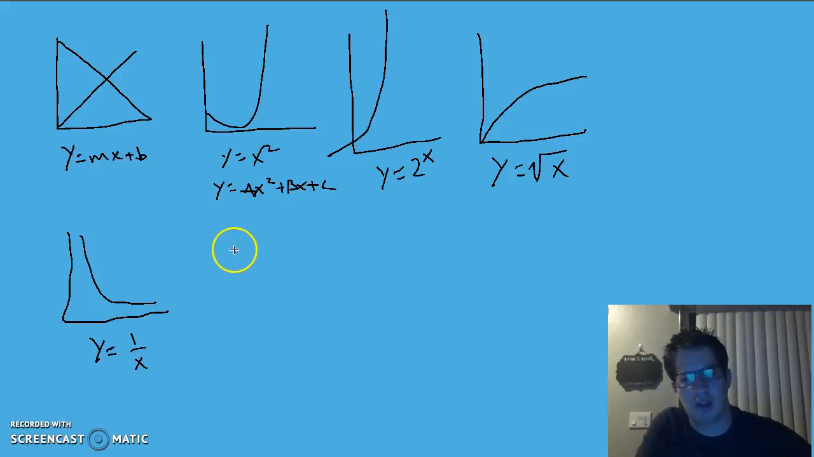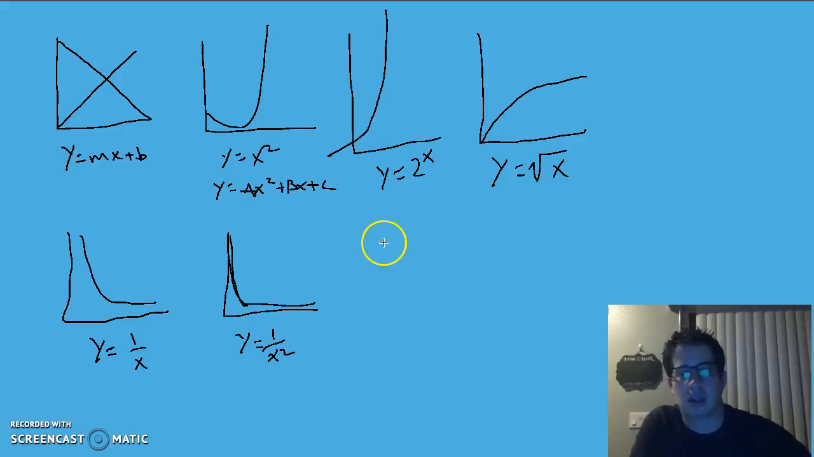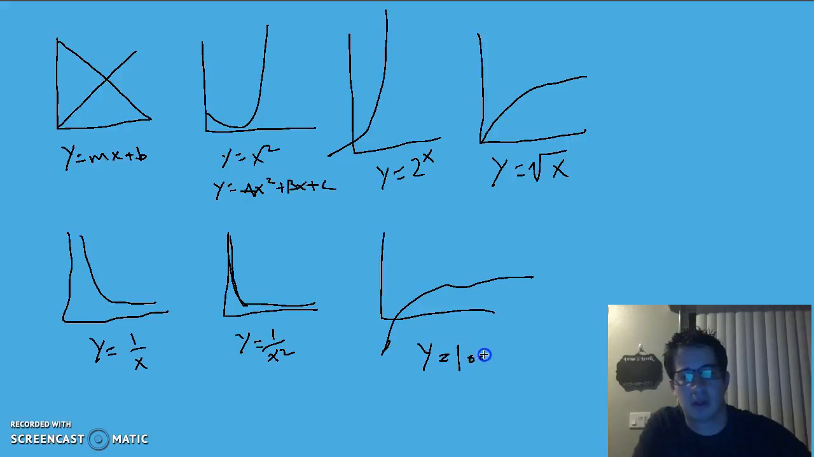And then a couple other kinds you might run into, like an inverse squared function, which would be like the inverse, but maybe would hug a little bit closer to the axes. And then the other thing that you might run into is a logarithmic function. So it can look something like this. Okay, that'd be maybe y equals log base 10 of x.